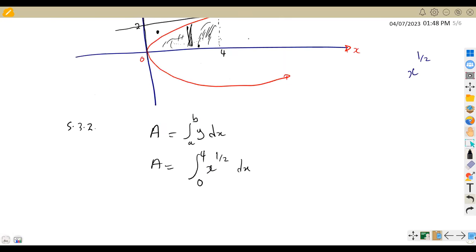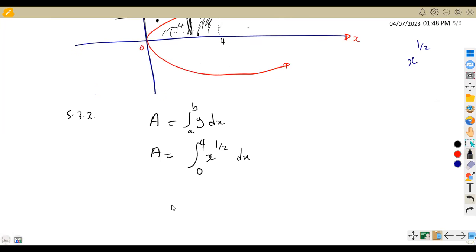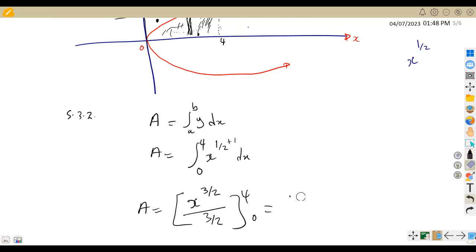So our area, based on this, it is going to be, if we add a 1 here, we are integrating, so we add a 1. So it is going to be x to the exponent of 3 over 2, everything over 3 over 2 with our limits 4 and 0 in this case. So you can even substitute your values at this stage, depending with your simplification, guys. Someone can actually determine the value at this point direct, okay, which is going to be 16.